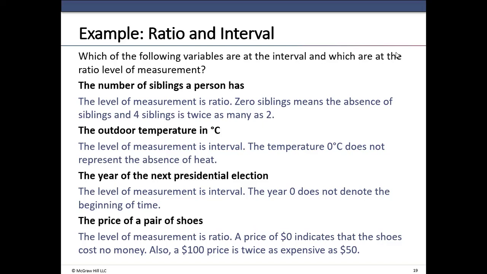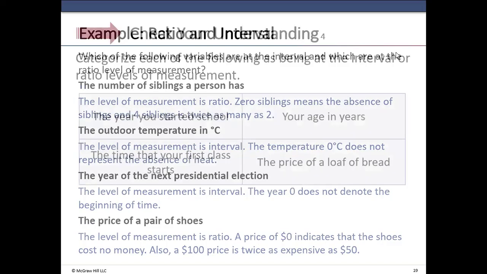Price of a pair of shoes, level of measurement is ratio. A price of $0 indicates that the shoes cost no money. Also, $100 price is twice as much as $50 price.